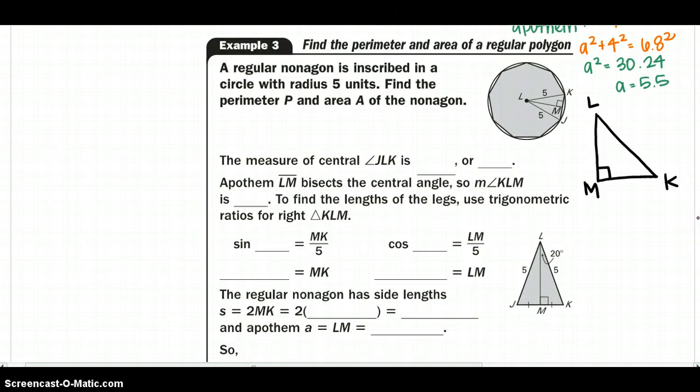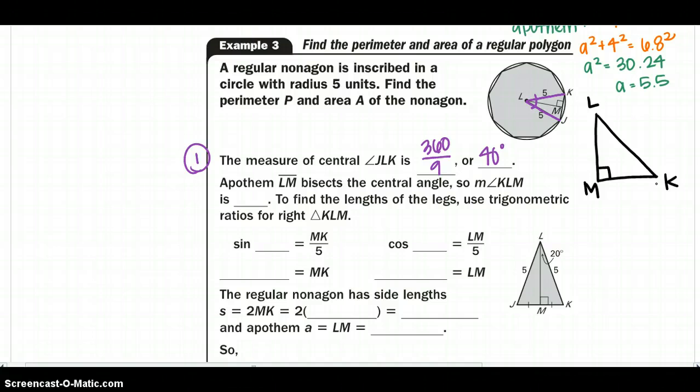A regular nonagon is inscribed in a circle with a radius of 5 units. Find the perimeter and area of the nonagon. Alright, well our first step, like we talked about before, was just finding that central angle. So we know that KLJ is going to be our central angle. We need to find that by saying 360 divided by the number of sides, which is 9. So your central angle will be 40 degrees. So that KLJ is going to be 40 degrees.